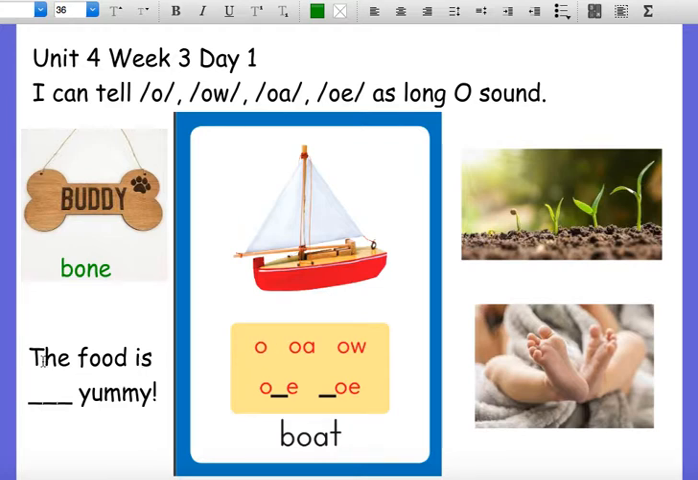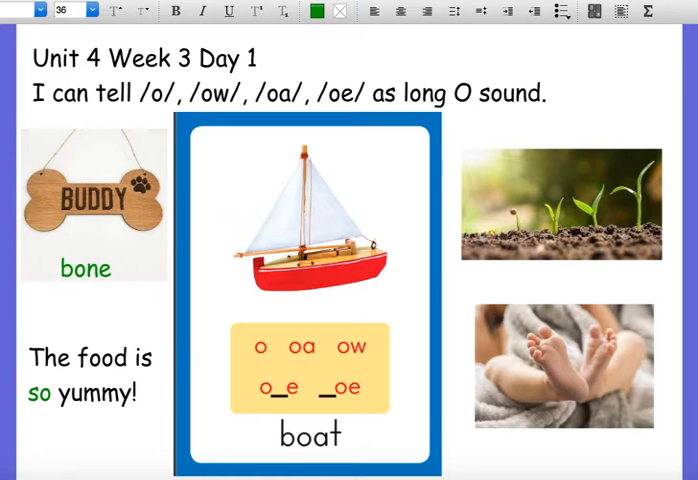For example, fill in the sentence: the food is yummy. What can be a word that fills in the blank? I can say the food is so yummy. So the word so has a long O sound that's only O by itself. Similarly, we have the word go, also with O as the long O sound.